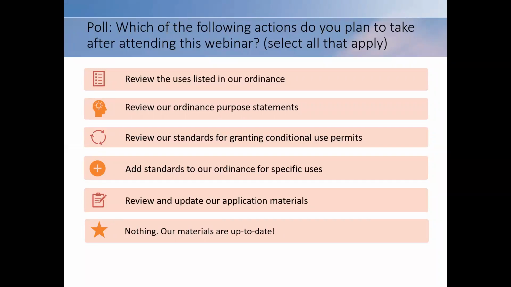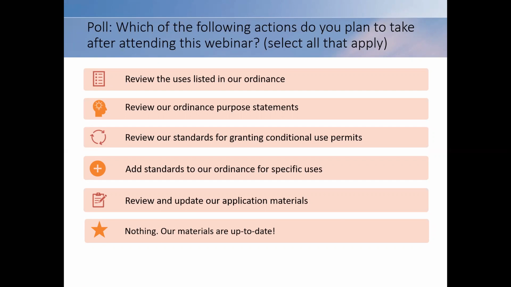Well, I'm seeing some early results. 3/4 of you would like to review standards for granting conditional use permits. I'll give you a few more moments to keep responding. All right, I'll go ahead and end the poll. So that same response was the #1 response. Review our standards for granting conditional use permits, 74% of you. Next was review our ordinance purpose statements. Review and update our application materials at 51%. And then the next choice was review the uses listed in our ordinance. And there were a number of others as well.